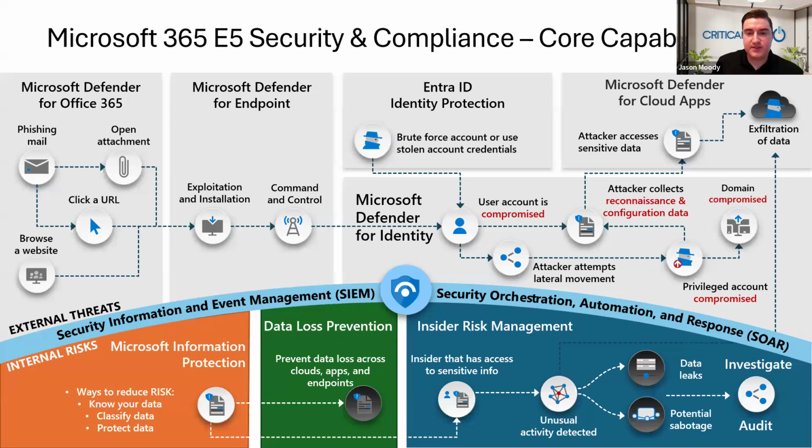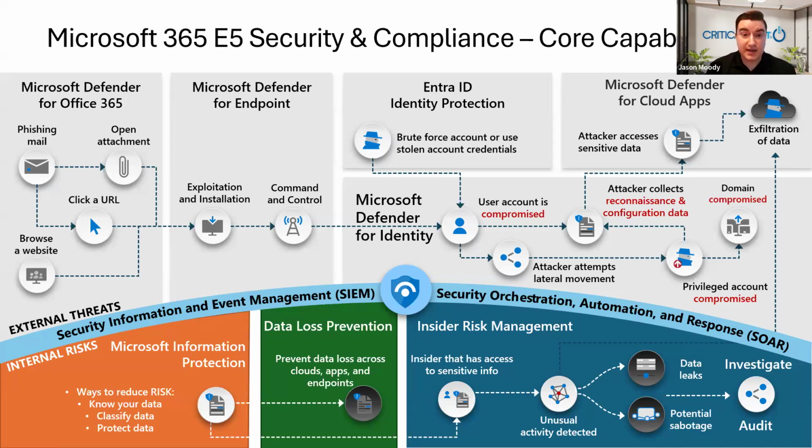On the bottom side of this, I'll go through these items pretty quickly, but the bottom three that you see are information protection, data loss prevention, and insider risk management. These are more compliance-focused tools inside what is known as Microsoft Purview. Information protection allows you to label your documents and provide encryption on them. This is very key at the document level to really protect yourself.